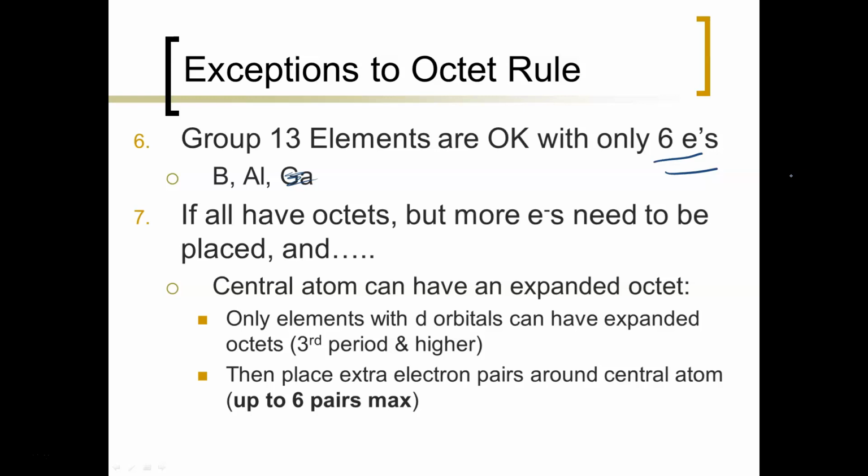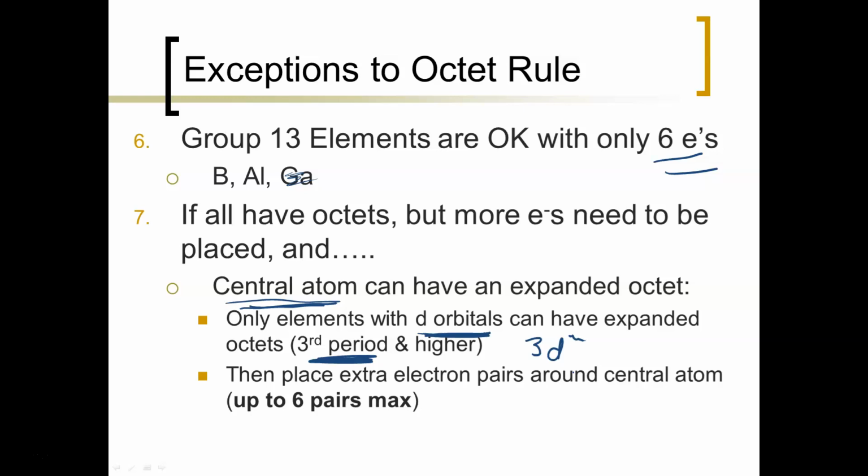And then step 7, if everything has an octet, but more electrons still need to be placed, you can put them on the central atom. These are called expanded octets. Only honors and AP students are responsible for these. Central atom can have an expanded octet if the element is in the 3rd period, so 3rd row of the periodic table or higher. So elements with d orbitals can have expanded octets. Your d orbital, remember, it doesn't start until level 3. The first d orbital you have is 3d whatever, right? So because of that d block and those d orbitals, it helps make an exception to the octet rule.